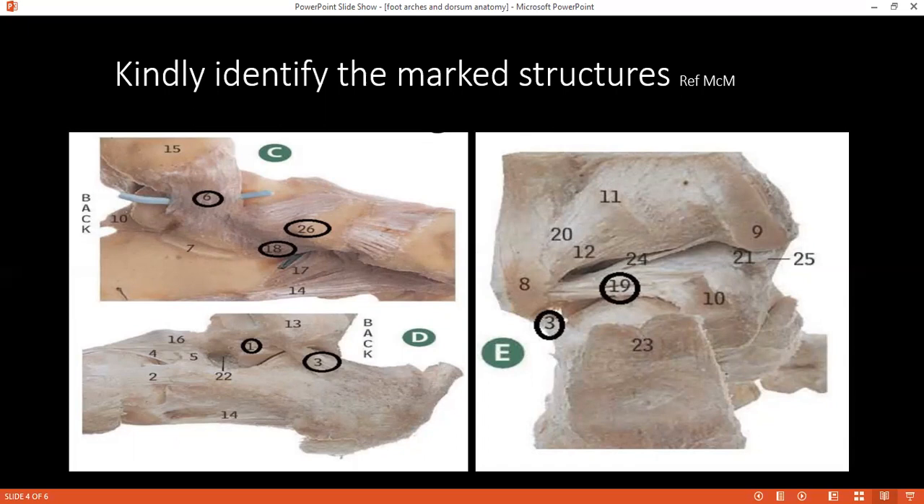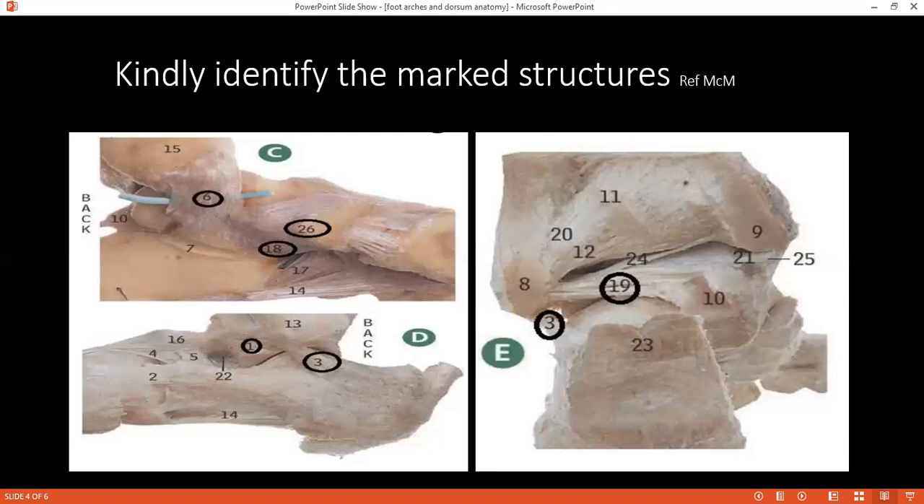Okay, then which joint is the subtalar joint? The ankle is a hinge type of synovial joint, mainly articulated by the tibia and fibula with the talus. It allows plantar flexion. The inferior surface of the body of the talus articulates with the superior surface of the calcaneus. Superiorly, the tibia and fibular bones.